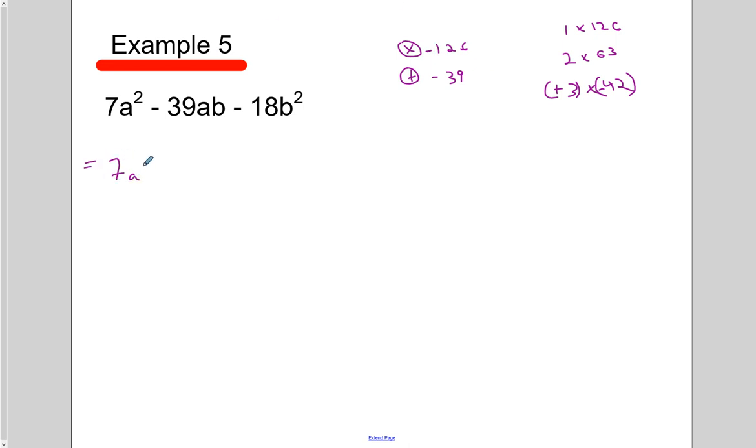Let's go 7a squared. Let's leave that there. Let's go 18b squared. Let's leave that there. Now what are we going to split this into? Well, we've got our 42. So we'll go minus 42ab. And we'll go plus 3ab. Okay, now we're going to need to do a little bit of factoring by grouping.